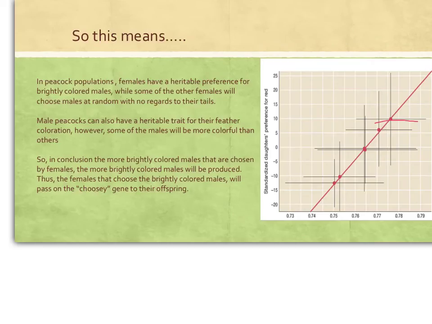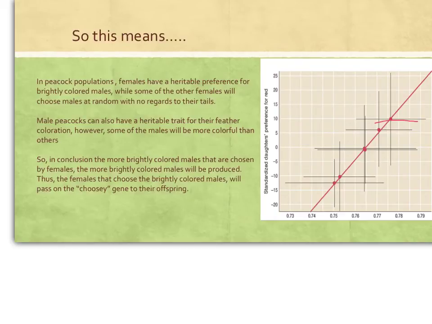So what does that mean? In peacock populations, females have a heritable preference for brightly colored males, while some of the other females will choose males at random with no regard to their tails. Male peacocks can also have a heritable trait for their feather coloration. However, some of the males will be more colorful than others. So, in conclusion, the brightly colored males are chosen by females, and more brightly colored males will be produced.